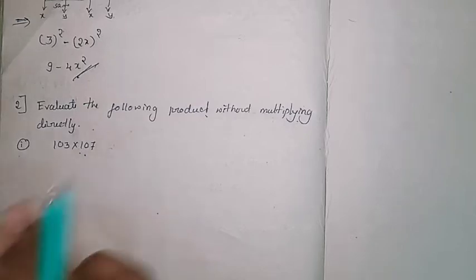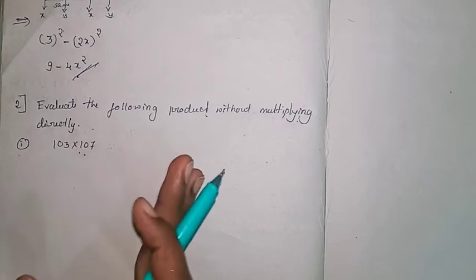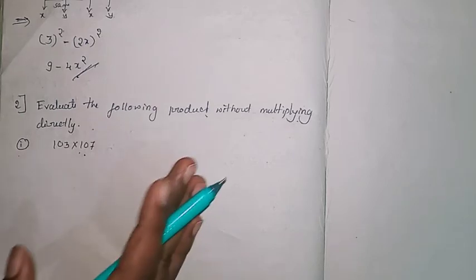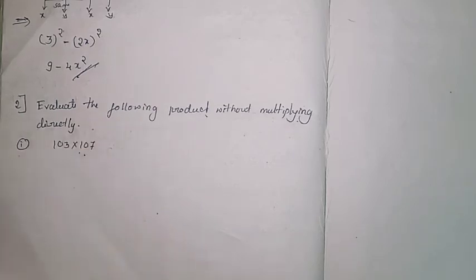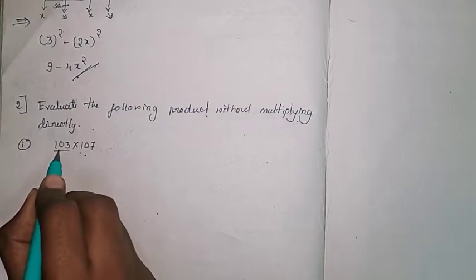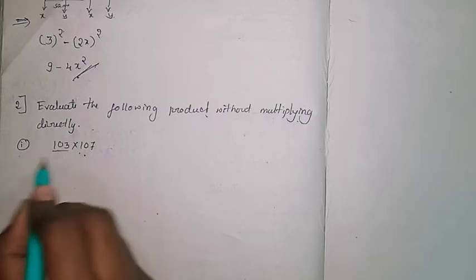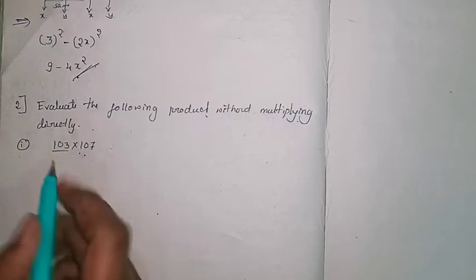Then what we have to do is check whether whatever they have given can be converted to any given identity. Then, using that identity, we solve it. As it is 103, is it possible to convert this to get an identity?